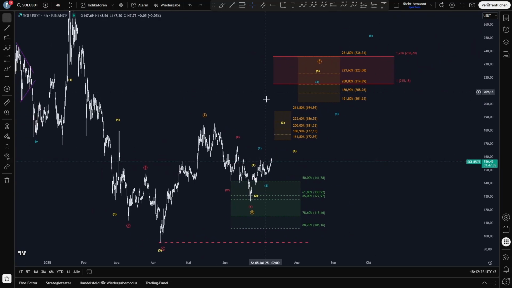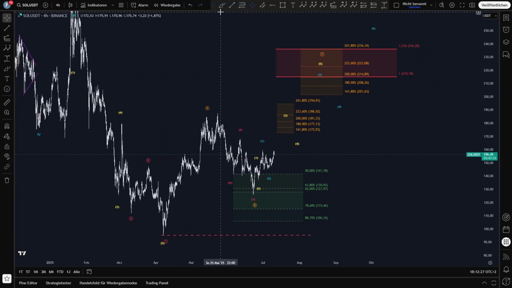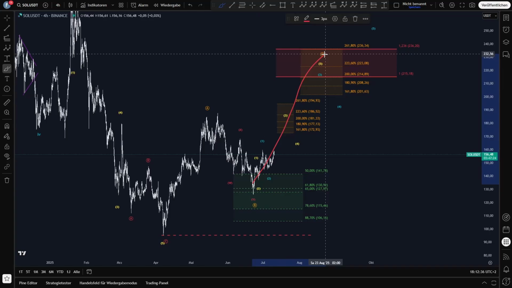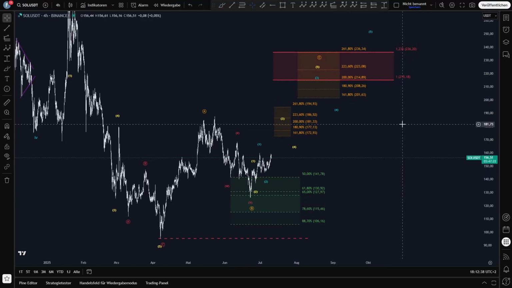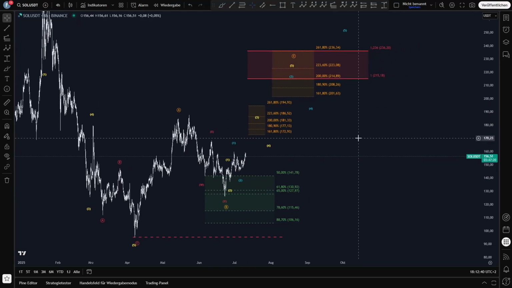Like I already said in the daily chart, we are completing an ABC structure. We have an A wave here in orange, then a B wave, and we are right now in a C wave. So in this C wave we have two possibilities. Let's start with the yellow count. In the yellow count, we would count it like this.